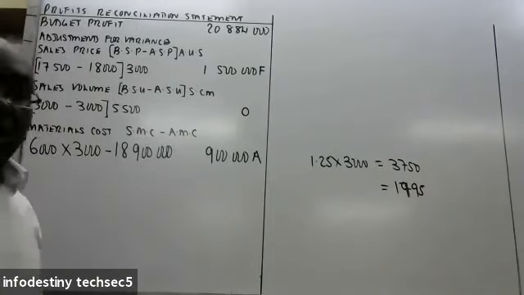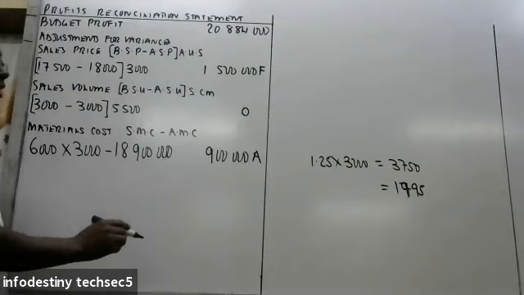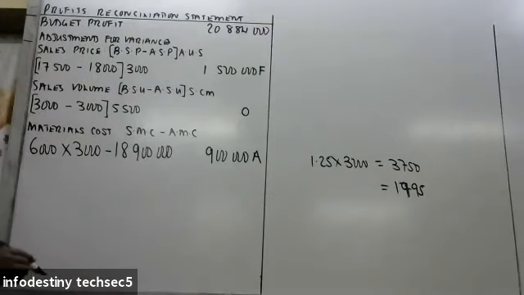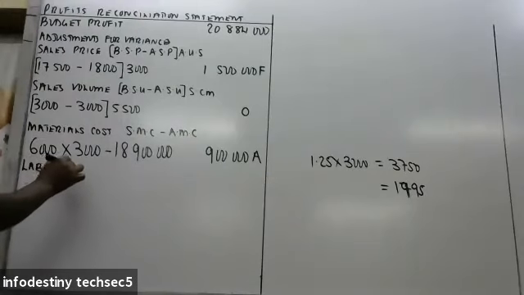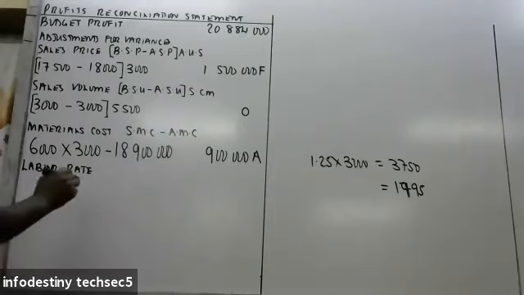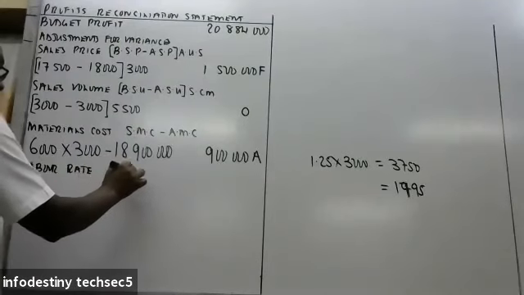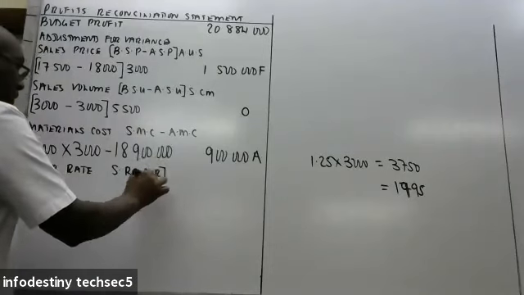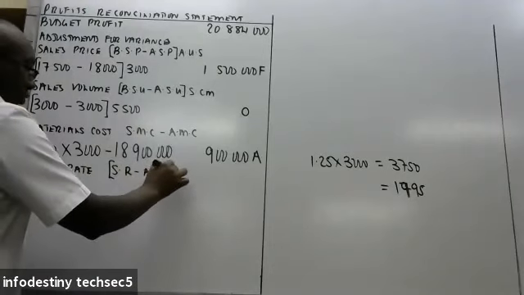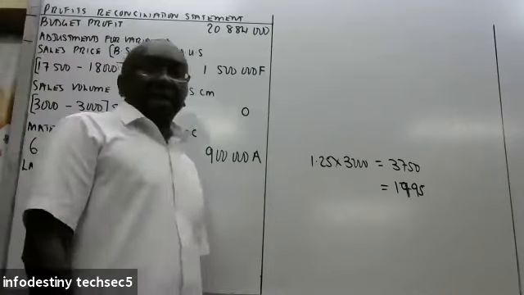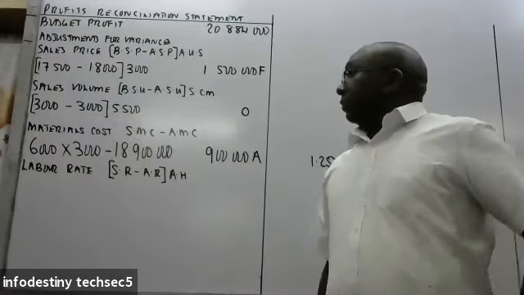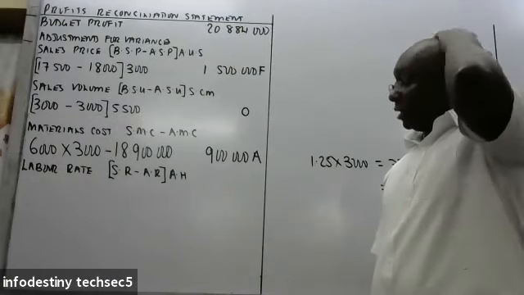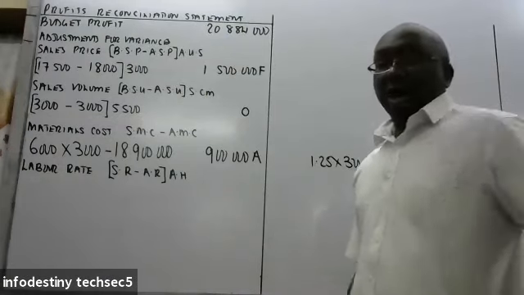If we are going to use the components, then we know that labor cost is made up of two items. One is labor rate. So we come here and say labor rate variance. The labor rate variance is normally given as standard rate minus actual rate, you multiply by actual hours. That is the one that we are going to use.